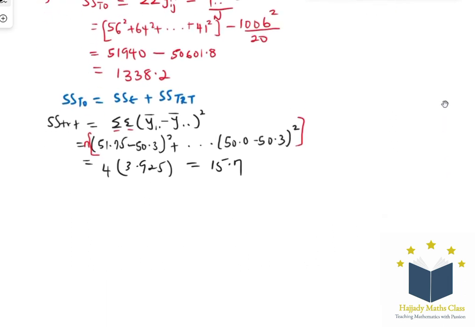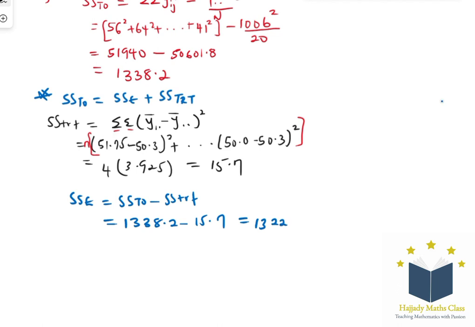So having gotten my SS treatment, I can easily get my SS error. My SS error will be equal to SS total minus SS treatment. That's going to be SS total, which is 1338.2, minus 15.7. My SS error is going to be 1322.5.